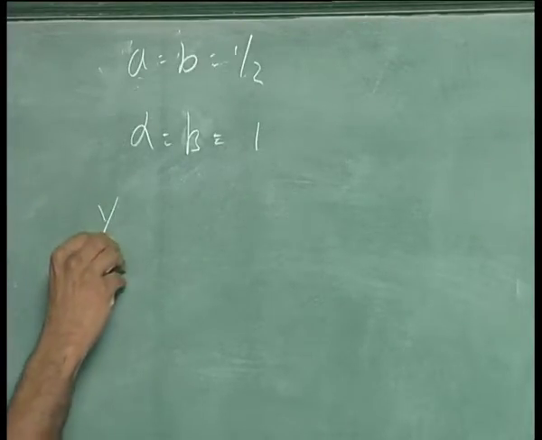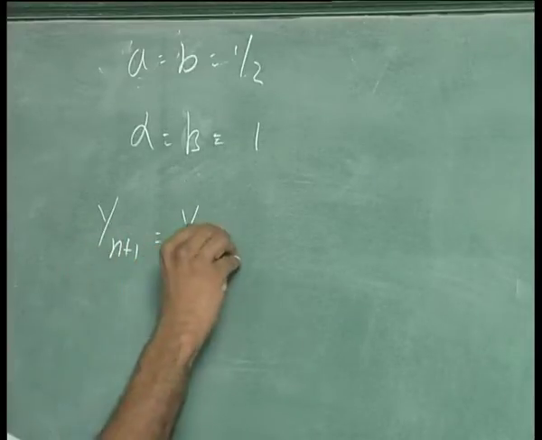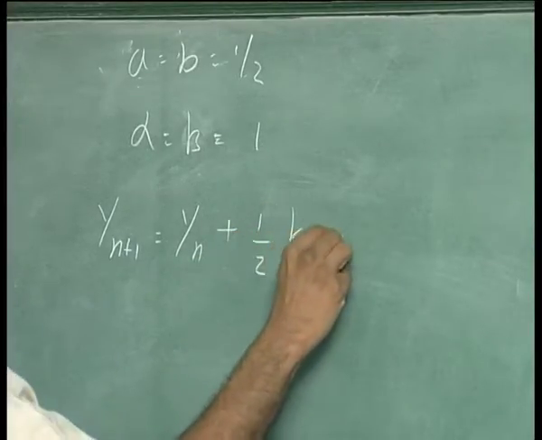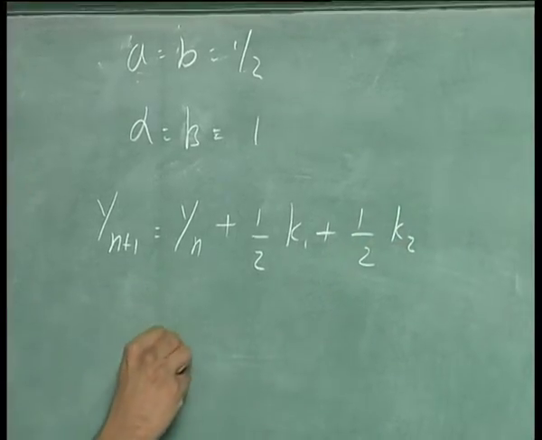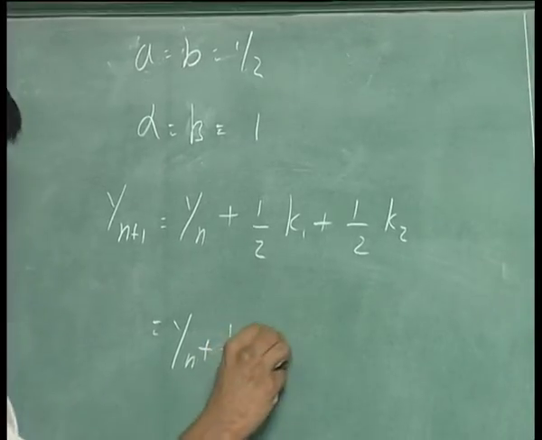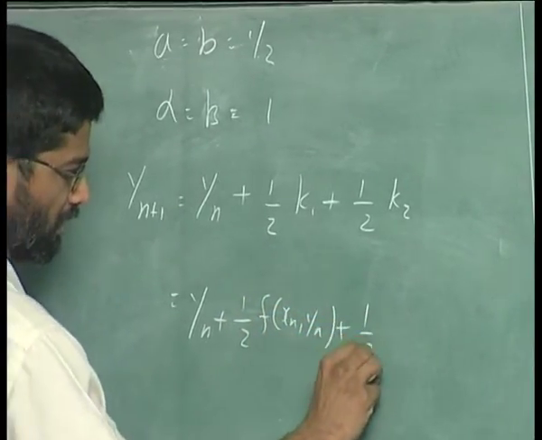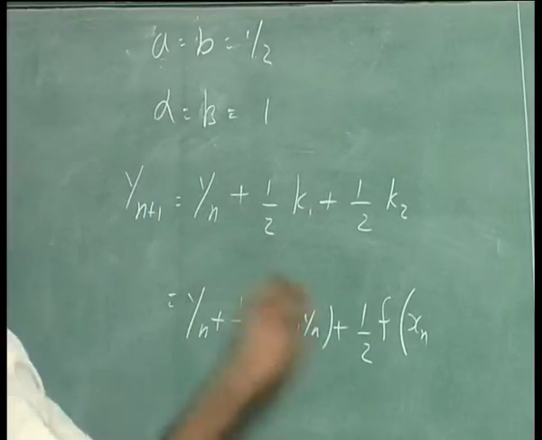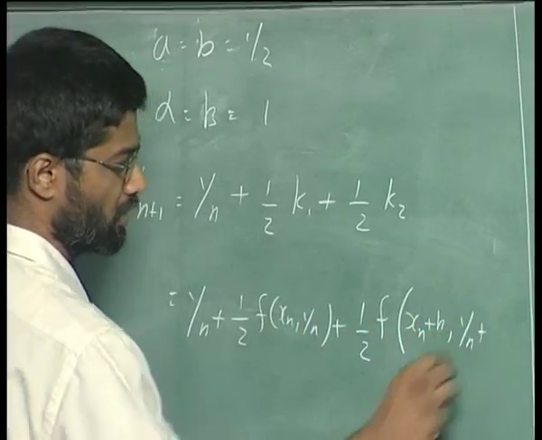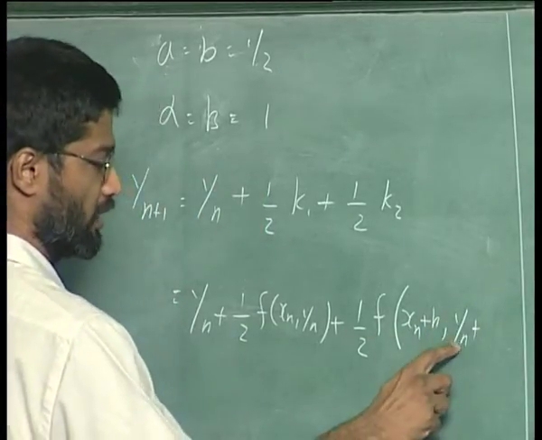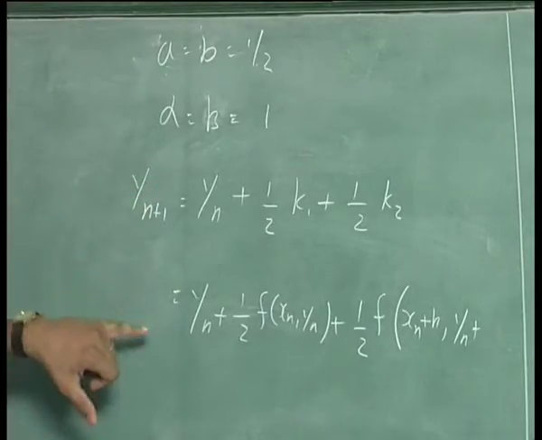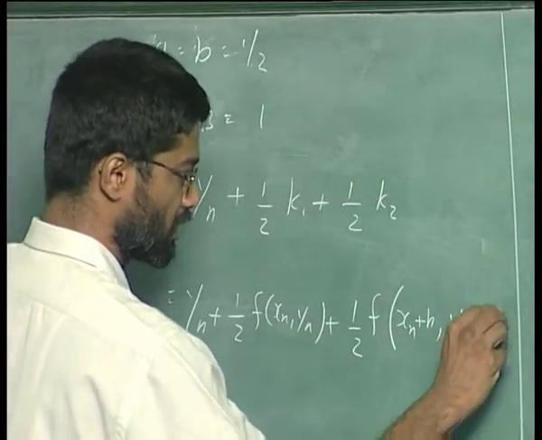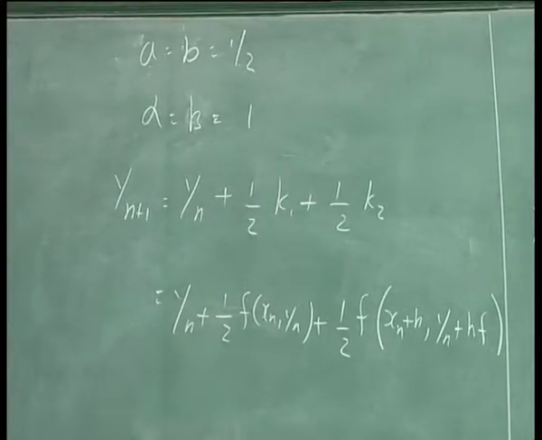And then I can write yn plus 1 as yn, remember, plus a is half, so it is half times k1 plus half times k2, which is yn plus half times f at xn yn plus half times f at k2 was f at xn plus alpha h, alpha is 1, so xn plus h, yn plus beta is again 1, so yn plus k1, so k1 is h times f, okay. That is what we obtained, okay.